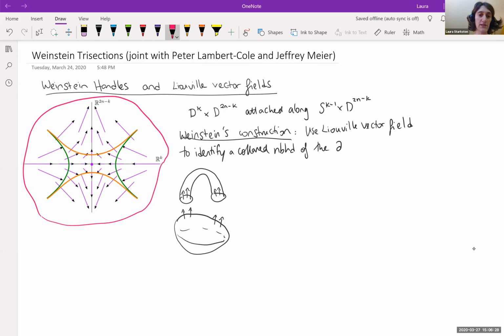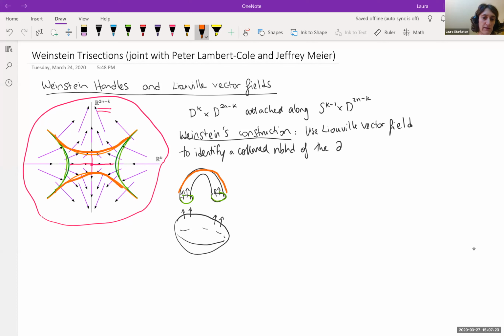This is a picture of this D^k times D^(2n-k) with the Liouville vector field. In the k directions, it's pointing inward towards the center, and in the 2n minus k other directions, it's pointing outward. The R^k direction gives us the core, and the R^(2n-k) direction gives us the co-core. This green region here is the attaching region, and that's where the vector field is pointing inward. The orange region right here is where the vector field is pointing outward.